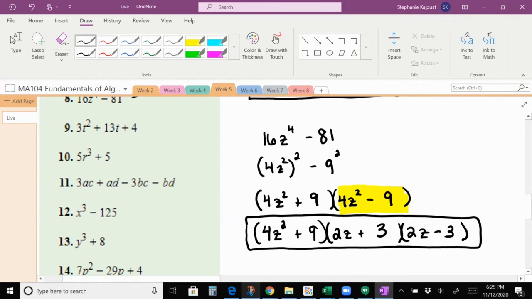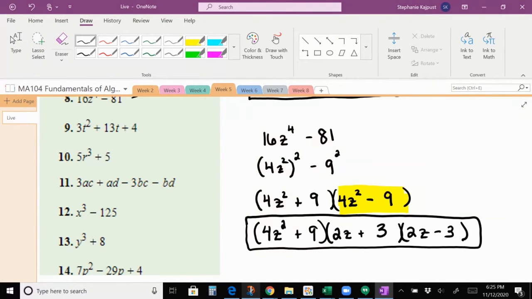Very interesting. Okay, that makes sense. Yeah, it's one of those things where you have to double check. And this would be like, if it says factor completely, you want to look for things like this, because there's going to be more than one step. Okay. So this, yeah, go ahead.